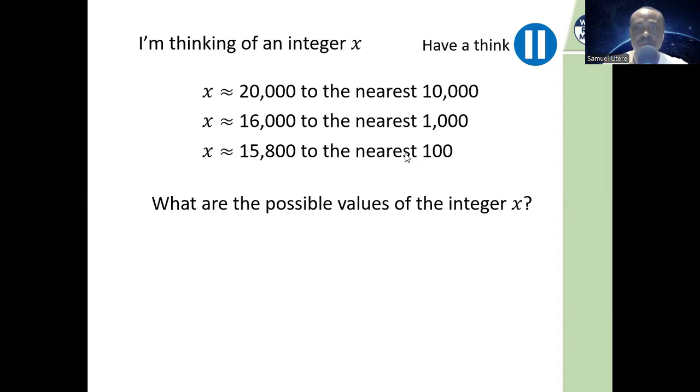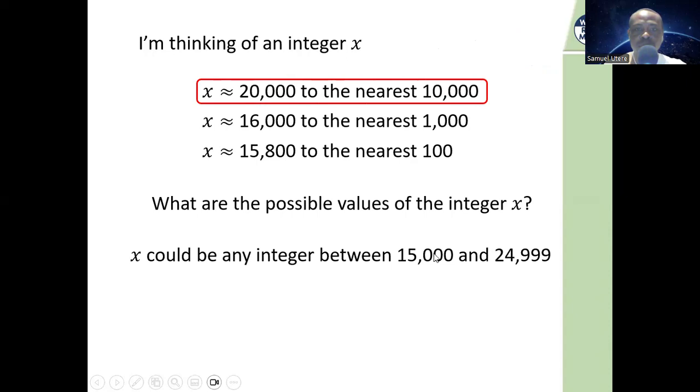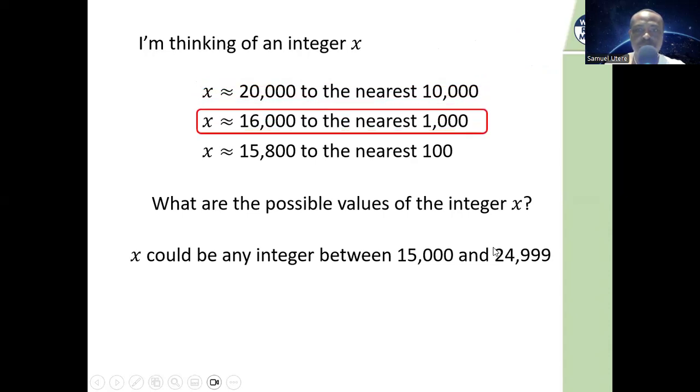Well, anytime you have a question like this, it's good that you use a method of looking at each condition step by step. So for the first one, we can say the number could be between 15,000 and 24,999, because these numbers will round to 20,000. Remember our method: if we're rounding to 20,000, we look at this digit and we look at that. That's the highest we can get, because that will round to 20,000. And that one would also round to 20,000.